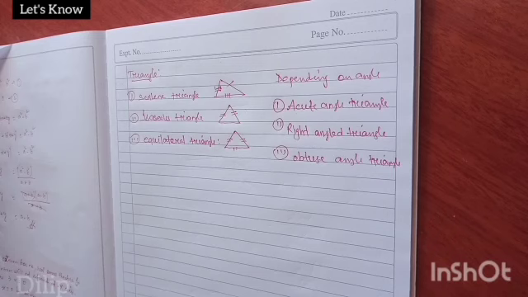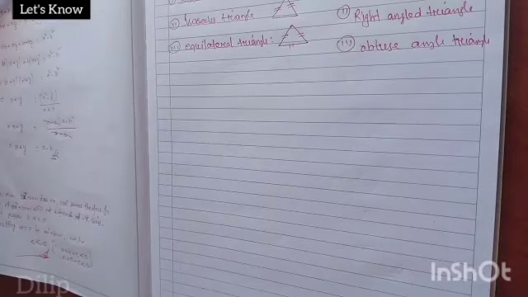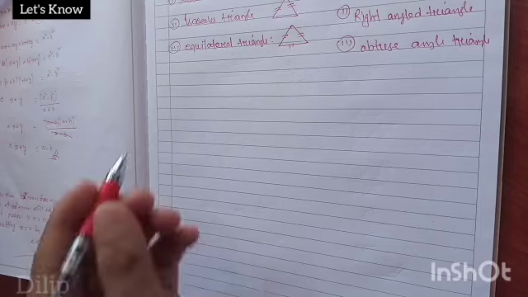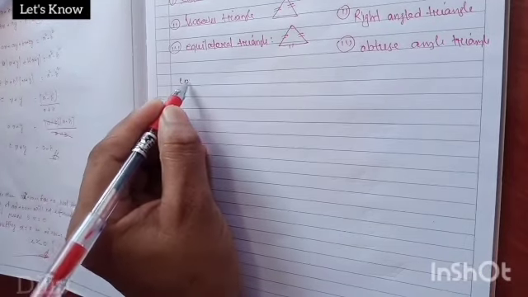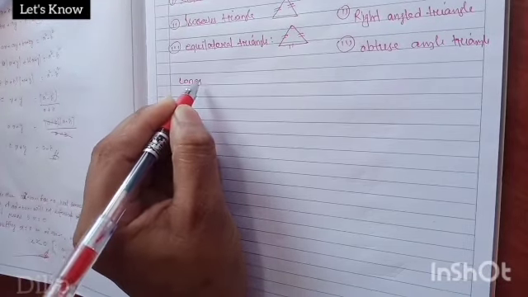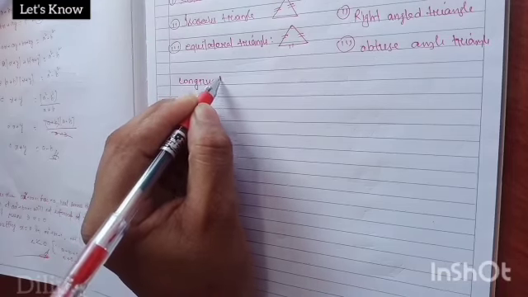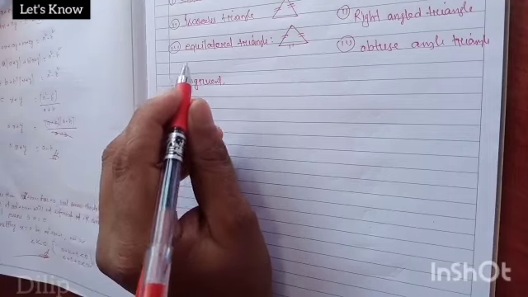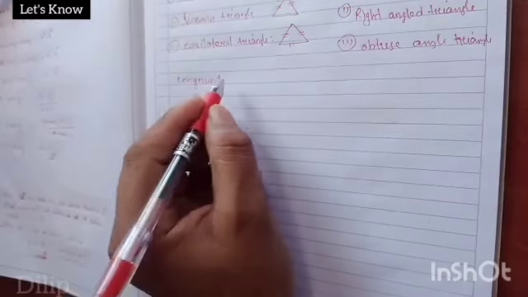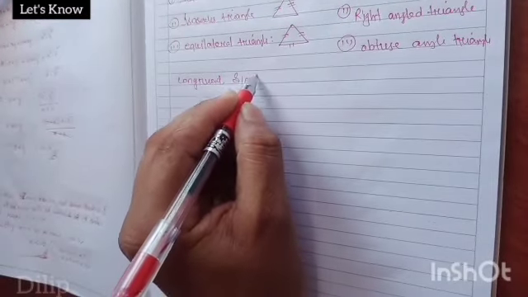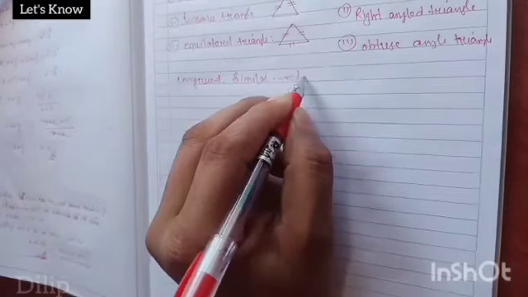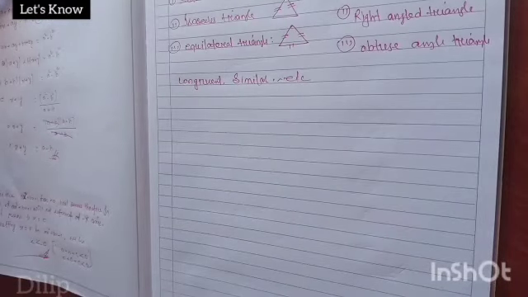See, the terms related to triangles are what? Congruent, and similar figure. So what does congruent mean, and what does similar mean? Is there any difference between congruent and similar? So I am going to tell you.